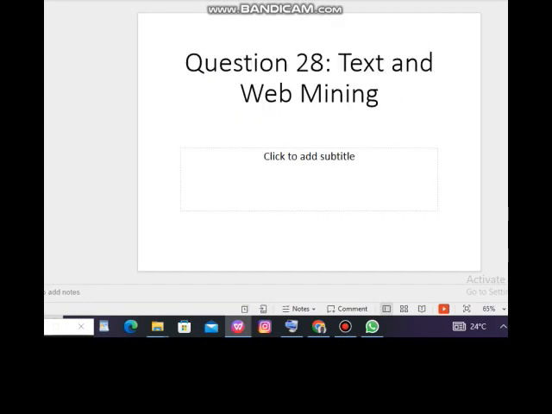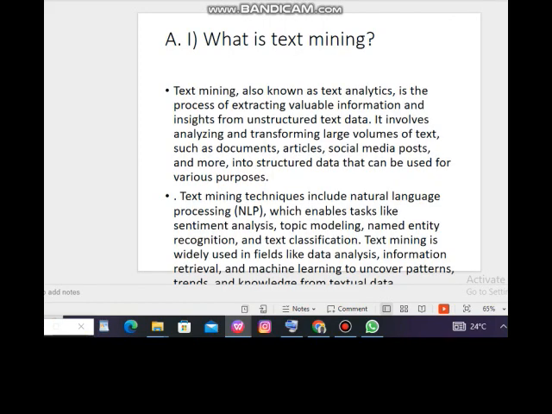Moving on to the next question, question 28. It's all about text and web mining. What is text mining? Text mining, also known as text analytics, is the process of extracting valuable information and insights from unstructured text data. It involves analyzing and transforming large volumes of text, such as documents, articles, social media posts, and more, into structured data that can be used for various purposes.